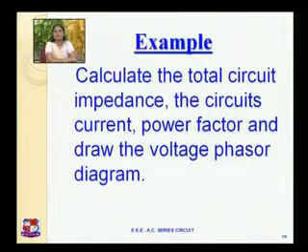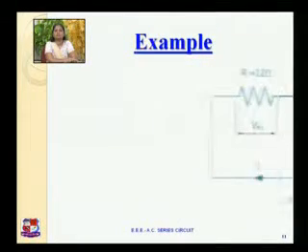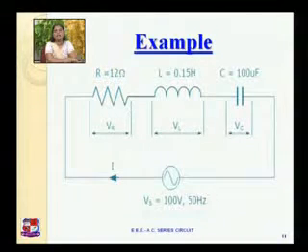So for that, first of all, you have to find the inductive reactance as well as capacitive reactance. This is the circuit diagram which is given. R, L and C are connected in series. Value of R is 12 ohm, value of inductor is 0.15 Henry, and value of capacitor is 100 microfarad.